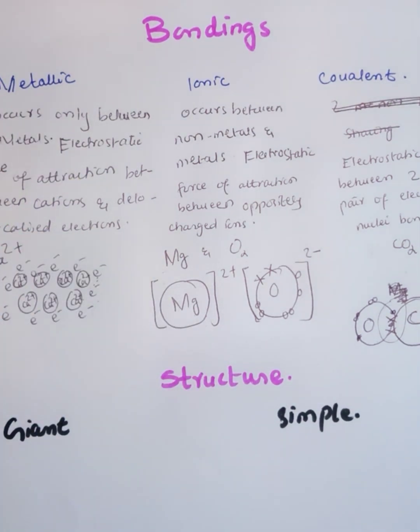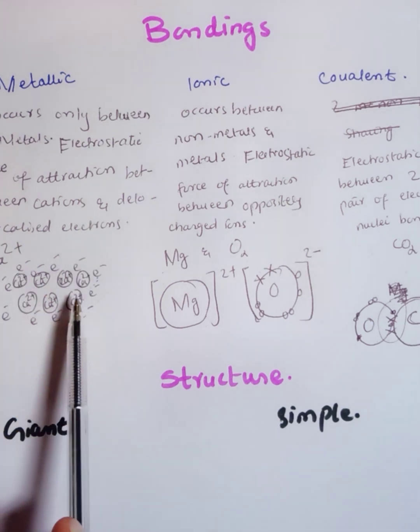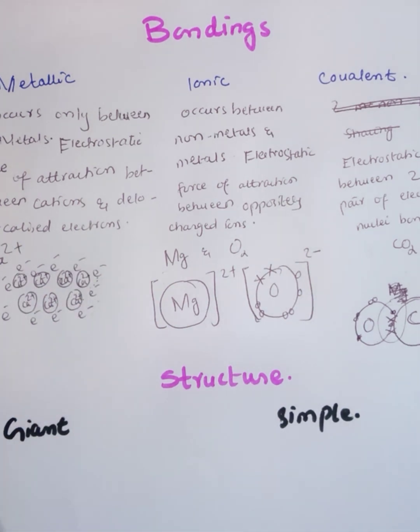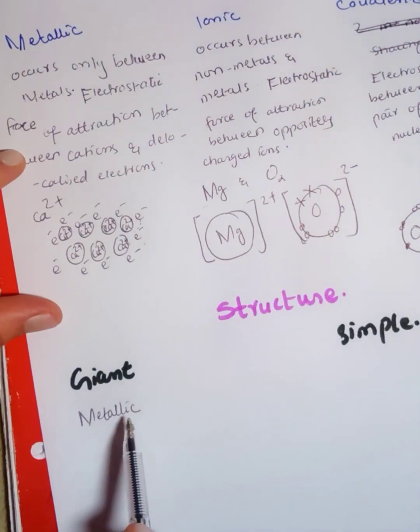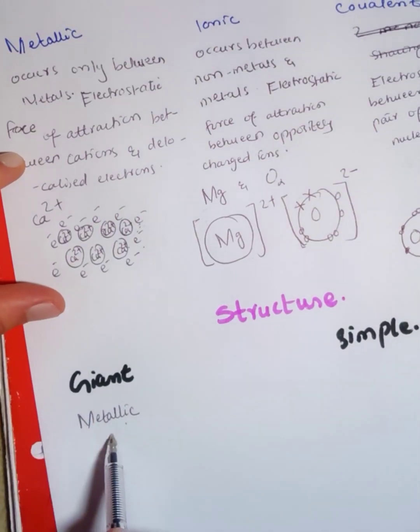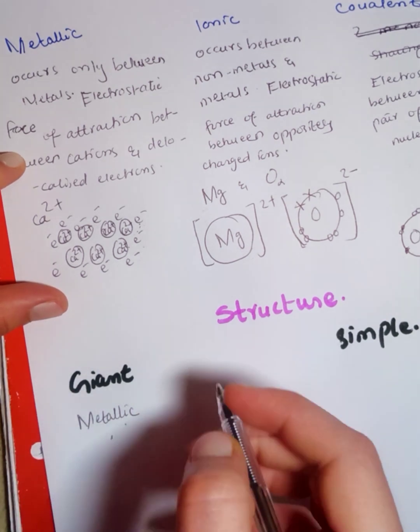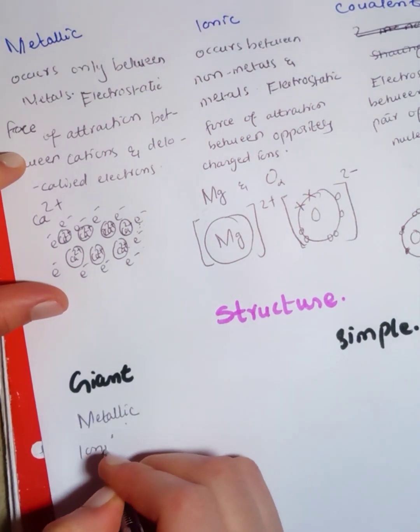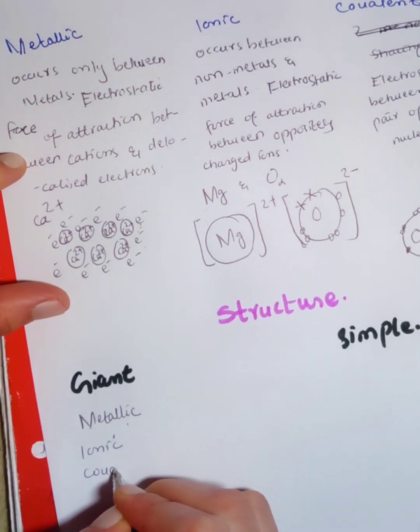Now that we know metallic bonding, ionic bonding, and covalent bonding are all very strong forces of attraction between the atoms, of course they will form giant structures. Metallic bonding gives us giant structures, and covalent bonding and ionic bonding also give us giant structures.